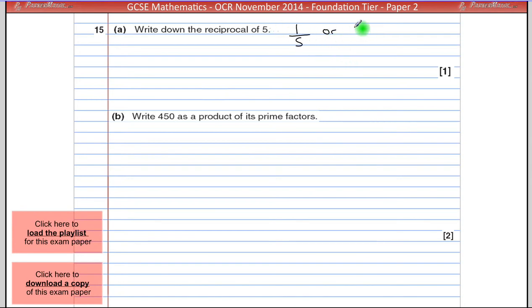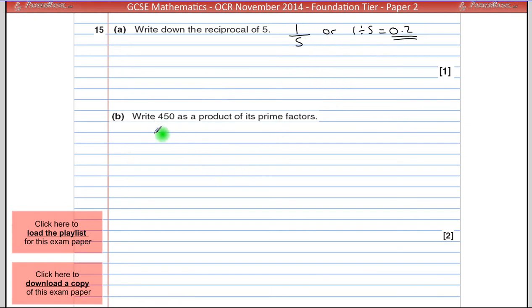Or you can work out 1 divided by 5, which is a bit more complicated. You could do that whatever method you want using bus stop, and you would end up with 0.2. So either of these answers are fine. 1/5 is the easiest by far.